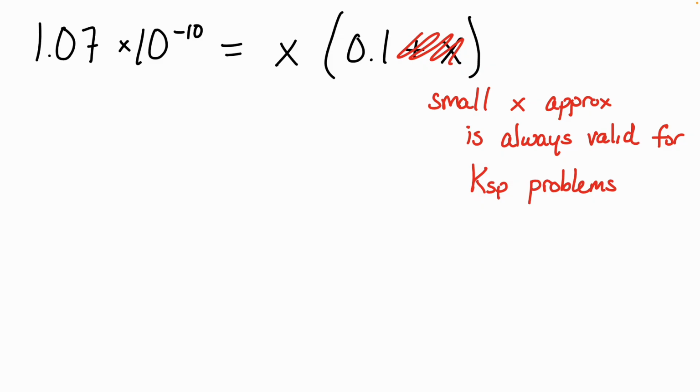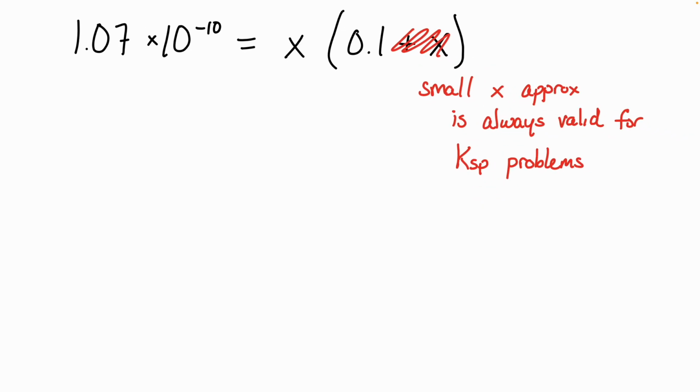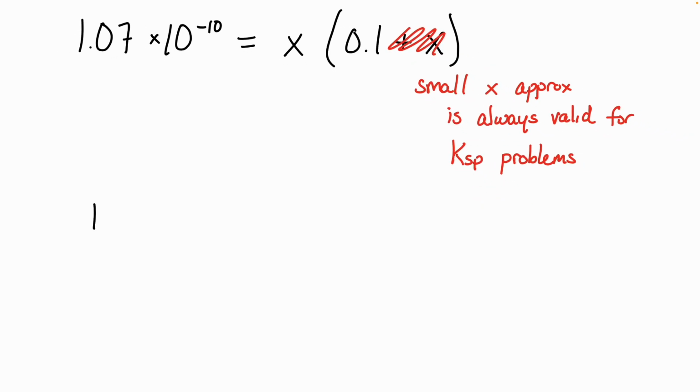All right, and now our algebra gets much easier here. 1.07 times 10 to the negative 10 equals 0.1 times x. I definitely believe in y'all.